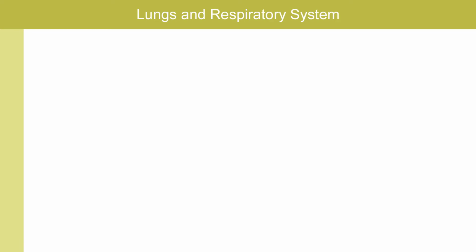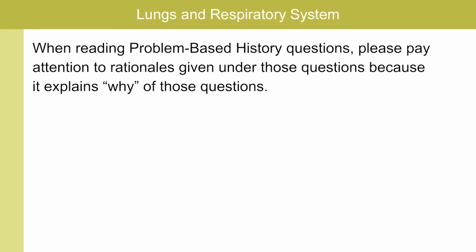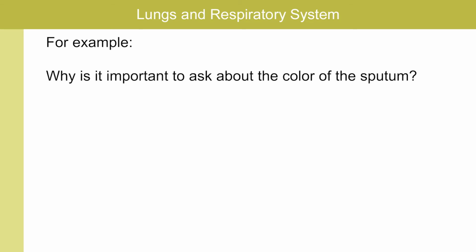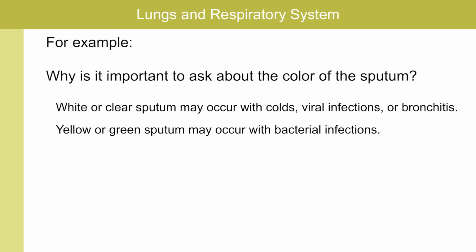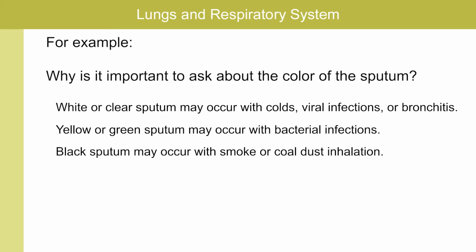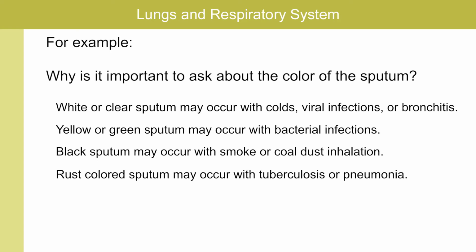When reading problem-based history questions, please pay attention to the rationales given under those questions in your textbook because they explain the why of those questions. For example, why is it important to ask about the color of the sputum? Because white or clear sputum may occur with cold, viral infections, or bronchitis. Yellow or green sputum may occur with bacterial infections. Black sputum may occur with smoke or coal dust inhalation. Rust-colored sputum may occur with tuberculosis or pneumonia.